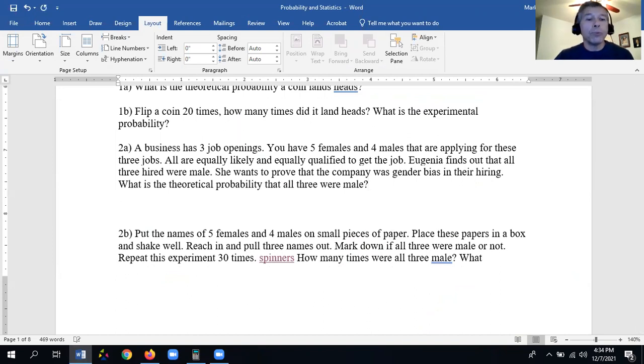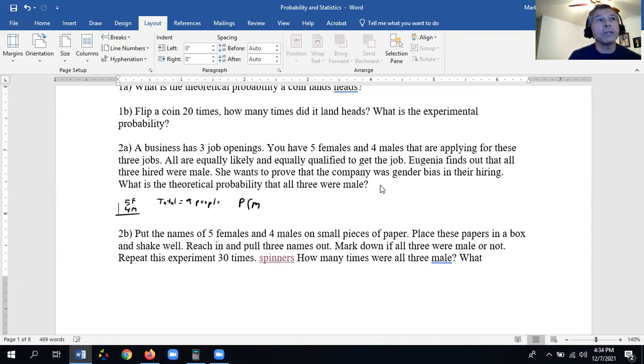So the way you do this is, let's keep track of it. I'll just write it in here. So we have 5 females and 4 males, and we want to keep track of the total. So the total is 9 people, right? And what we're looking for is the probability that all 3 people that get the job are male.